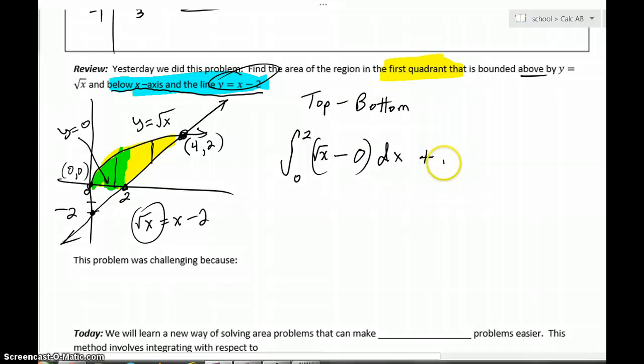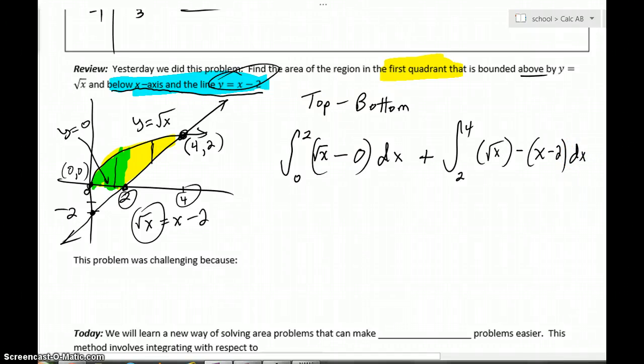But now we're going to add to that the region that we have in yellow. We're going to go from x equals 2 right here to x equals 4. That's where we'd be building our rectangle, so to speak. And again, we're going to do top minus bottom. Well, the top would be radical x again. But what about the bottom? Now that bottom is x minus 2, y equals x minus 2.